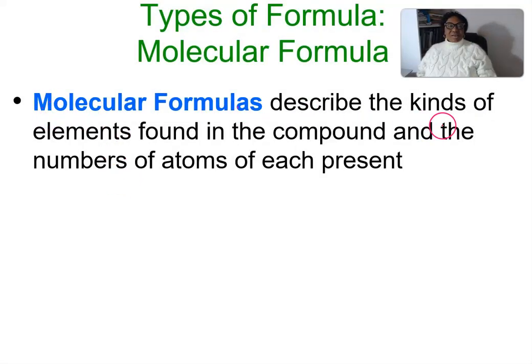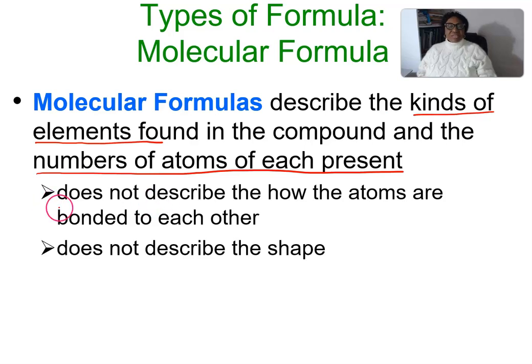A molecular formula describes the kinds of elements present in the compound, and it tells you the number of atoms of each element present. But what does it not tell you? It does not describe how the atoms are bonded, and it does not describe the shape. You will not see that in a molecular formula.